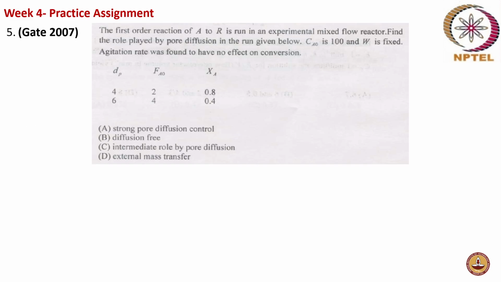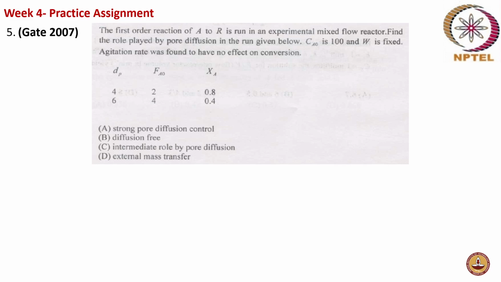Now moving on to question number 5. This is again asked in GATE 2007. The first order reaction of A giving R is run in an experimental mixed flow reactor. Find the role played by pore diffusion in the run given below, where Ca0 is 100 and W is fixed. Agitation was found to have no effect on the conversion.